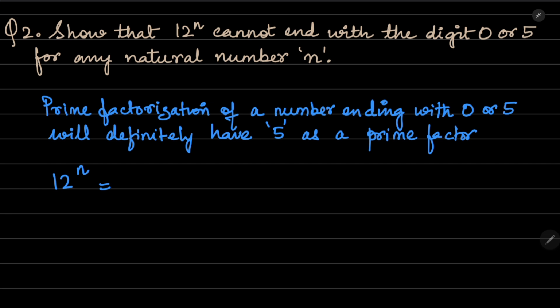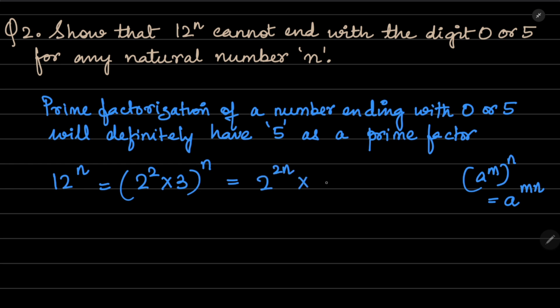You can write 12 as 4 into 3 is 12. 4 I can write as 2 square, multiplied by 3, whole raised to the power n. So when you open the brackets, a raised to the power m whole raised to the power n is nothing but a raised to the power mn. Okay, you can multiply the powers. So this is nothing but 2 square whole raised to the power n, 2 raised to the power 2n multiplied by 3 raised to the power n.